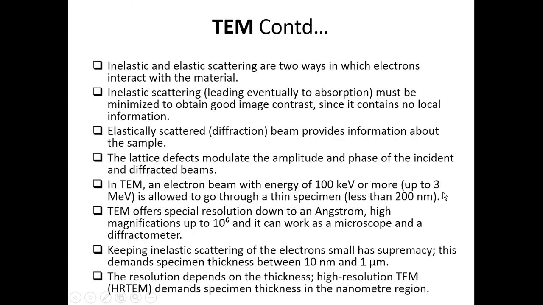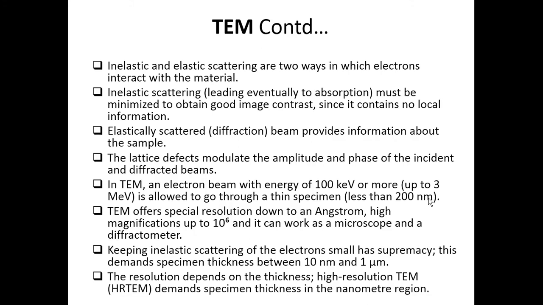Okay. In TEM, an electron beam with energy of 100 kilo electron volt or more, and it may go up to 3 mega electron volts. Of course, such a large voltage is developed, and that electron beam energy is allowed to go through the thin specimen, which is mostly less than 200 nanometer. Usually, materials in the nanometer range are examined with the help of an electron microscope.